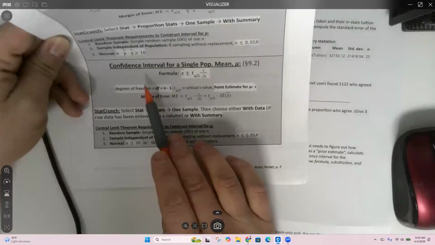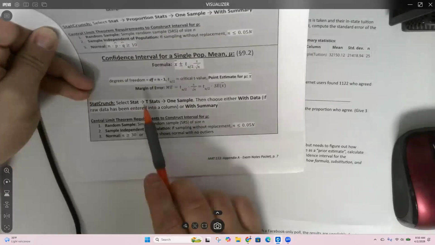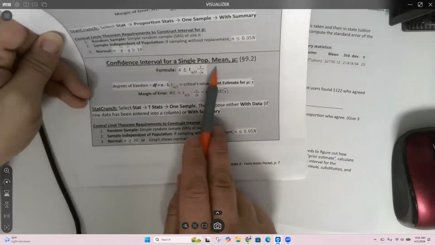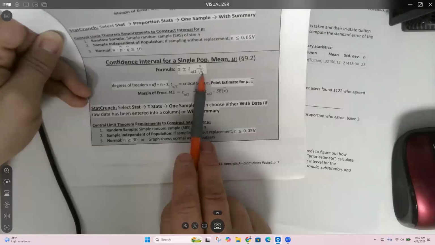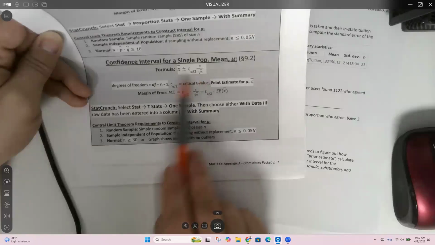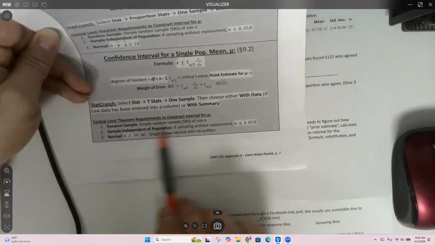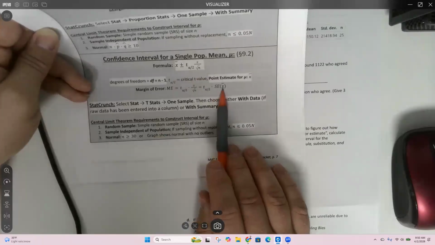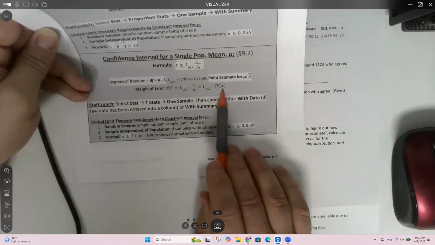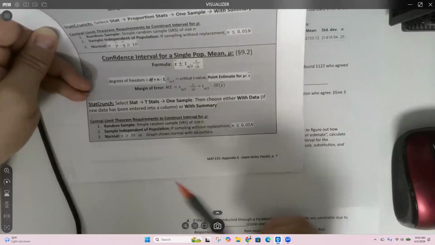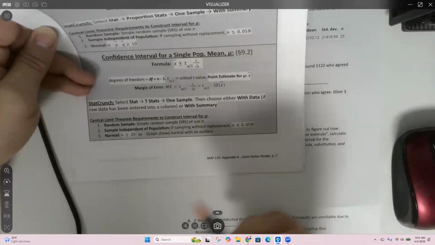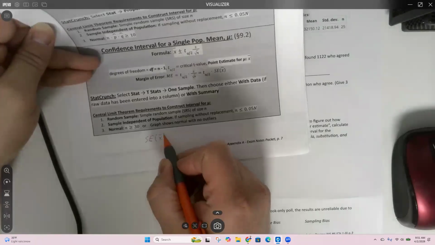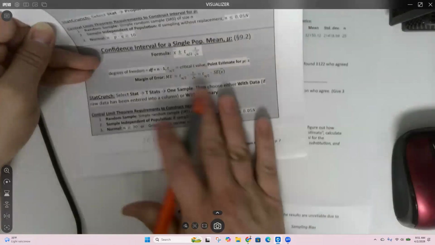So on page 259, at the bottom, we have the confidence intervals. This is the formula for a confidence interval for a single population mean. Here's the StatCrunch stuff, so I see the standard error of the sample mean right there. But where's my formula? Well, I don't really have a formula here. This is a formula that we talked about in class, but wasn't actually written in the exam notes packet.